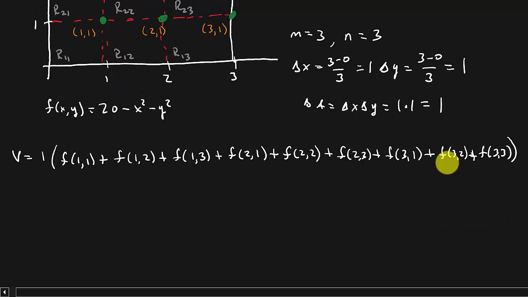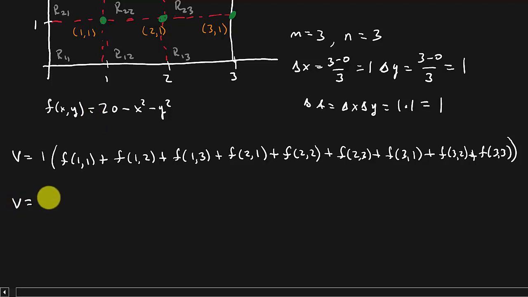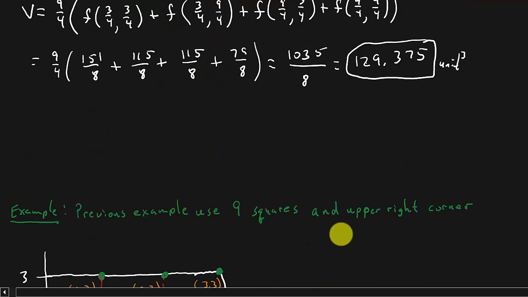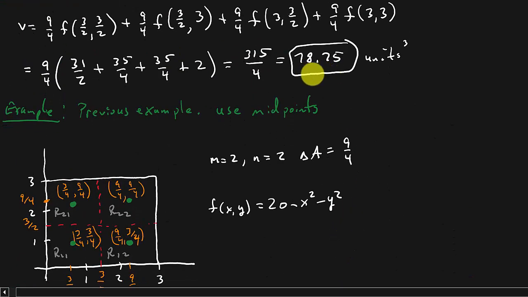All right. And so each one of these points you have to plug in for x, y. And let's see what that gives us. So we get V is equal to 1 times, so this is going to be 18 plus 15 plus 10 plus 15 plus 12 plus 7 plus 10 plus 7 plus 2. And that's going to be 96. And you can see the 96 here actually gets closer to the 129. It's closer than the 78.75.